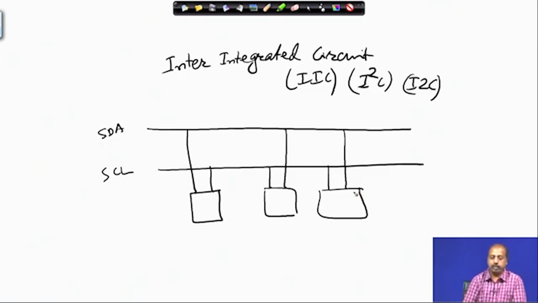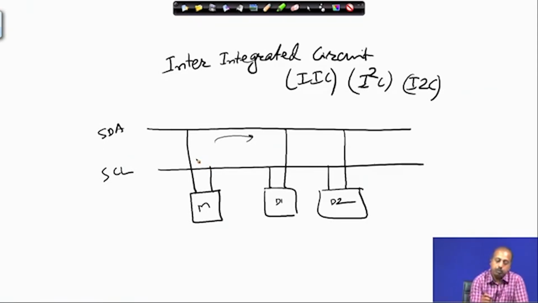Now, when the communication takes place, if this is a master and these are two devices, then this master will put this device address onto the bus, and the device which has that address will be sensing that value. Then the next byte will follow, since there is a serial transmission, and that next byte will be taken by that device.